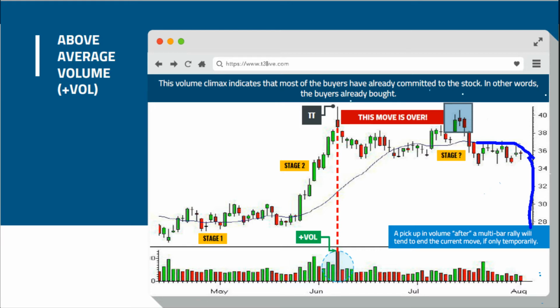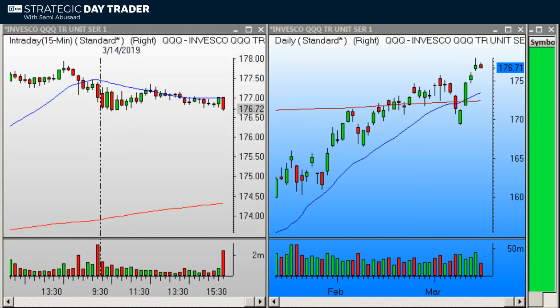Notice how the moving average, the 20 MA, held the stock in check, so probably lower. Does that make sense? This means, again, that the buyers have already committed. If they've already committed, it means it already ran out of demand. The stock, even though it's bullish, is probably not going to go higher.